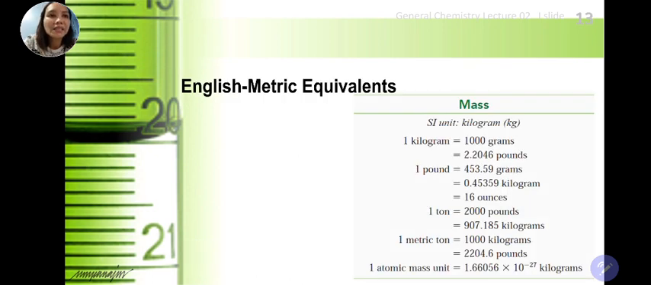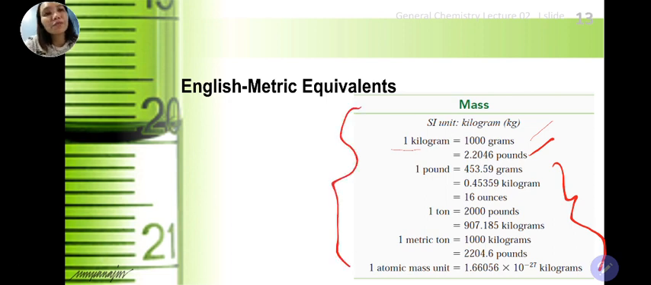Next is for mass. Ito yung English metric equivalents natin. So, 1 kilogram, 1,000 grams, or 2.2046 pounds. So, palaging ito yung conversion factors natin. Dito tayo magbe-base kung paano tayo magko-convert from, for example, from kilogram to pounds.